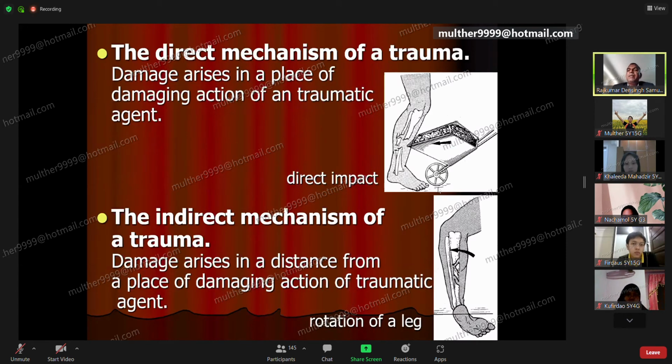Next, something very essential in our field: you should understand, if somebody comes to the hospital with any injury, that is any trauma.